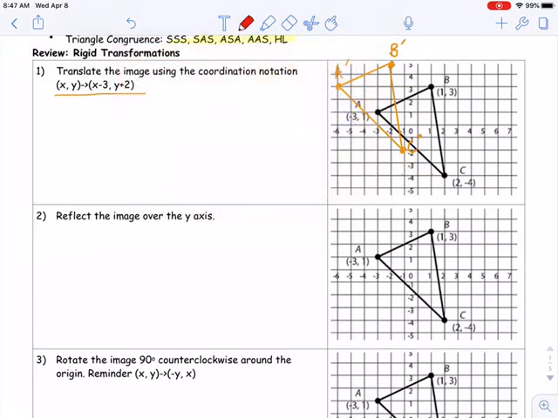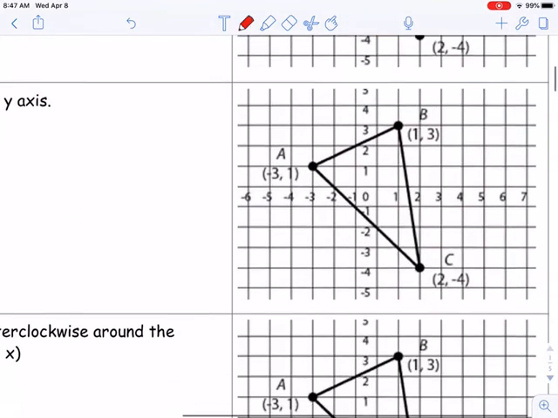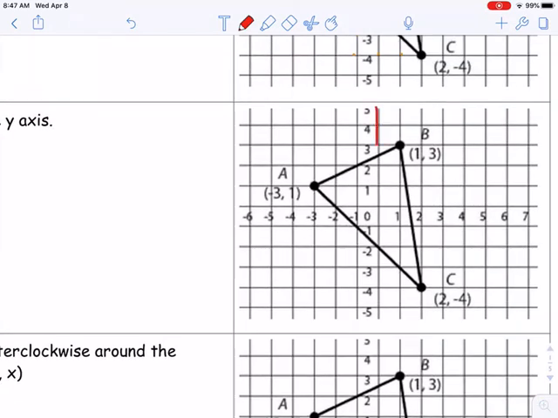Next one is reflection over the y-axis. Remember, the y-axis is the vertical one. And remember, images are equidistant from the line of reflection. That's just a property of reflection. Think about when you look in a mirror: if you're 3 feet from a mirror, your image looks like it's 3 feet within the mirror, for a total of 6 feet.